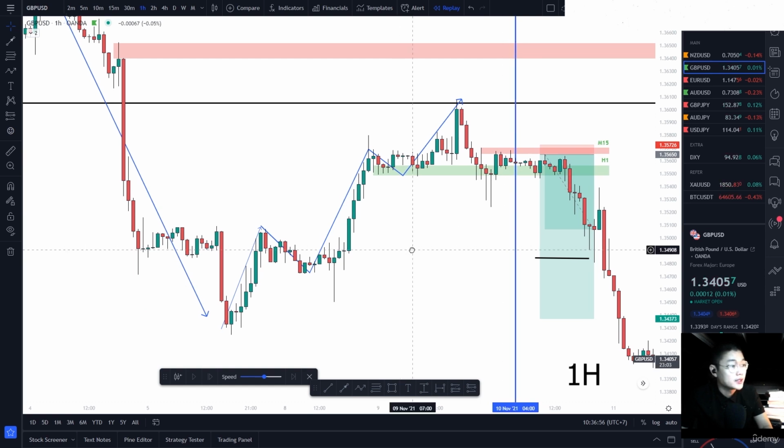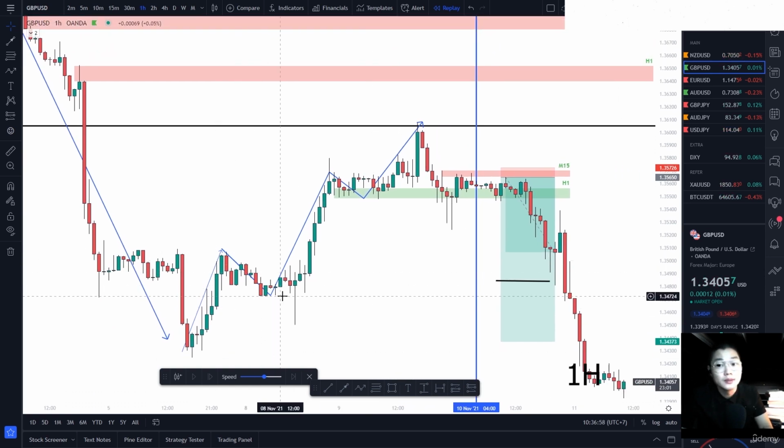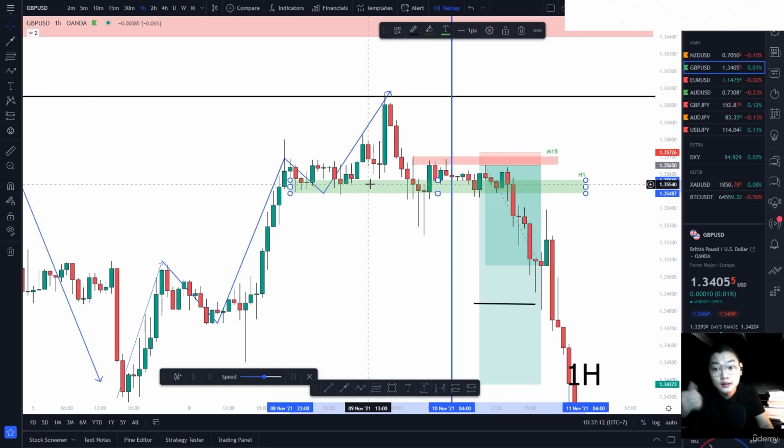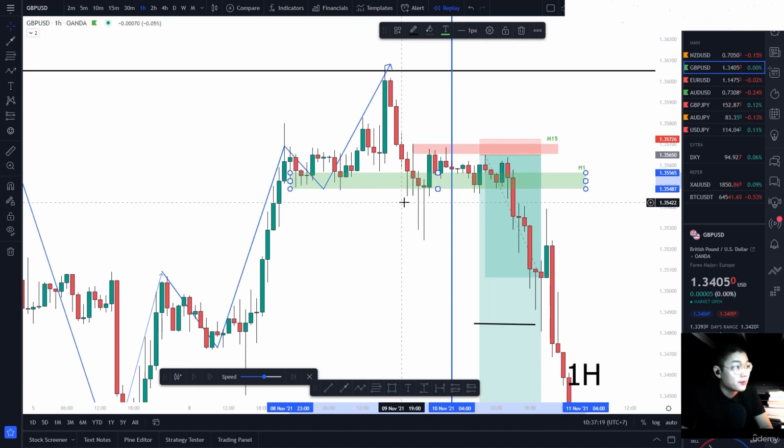In this case, you can see the pullback wave of the 1-hour chart creates a structure. The first thing, the structure is higher high and higher low. It means that the pullback is still in progress. But at this time, you can see that here is a strong demand zone in the 4-hour chart, at the pullback wave, and the price might break it.